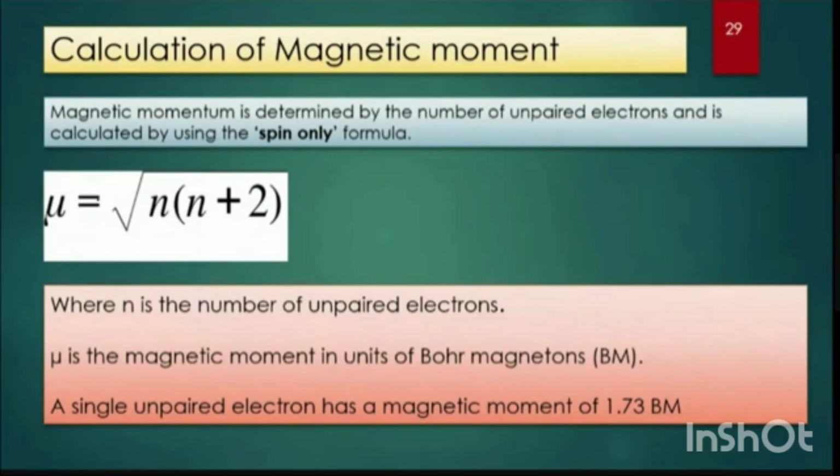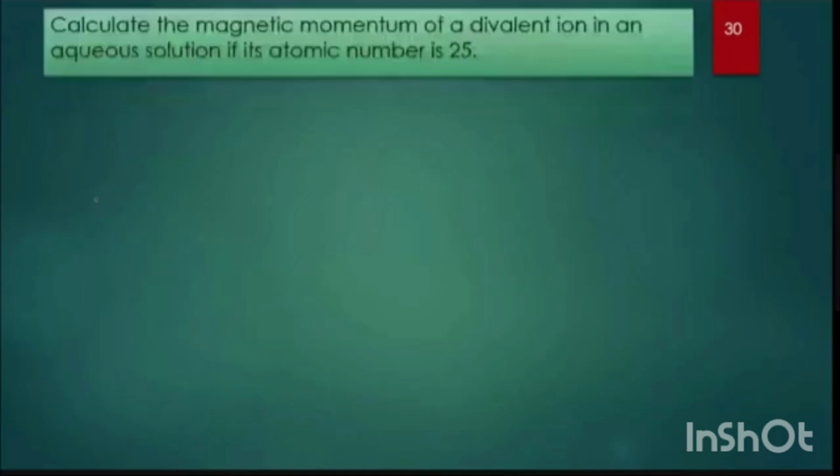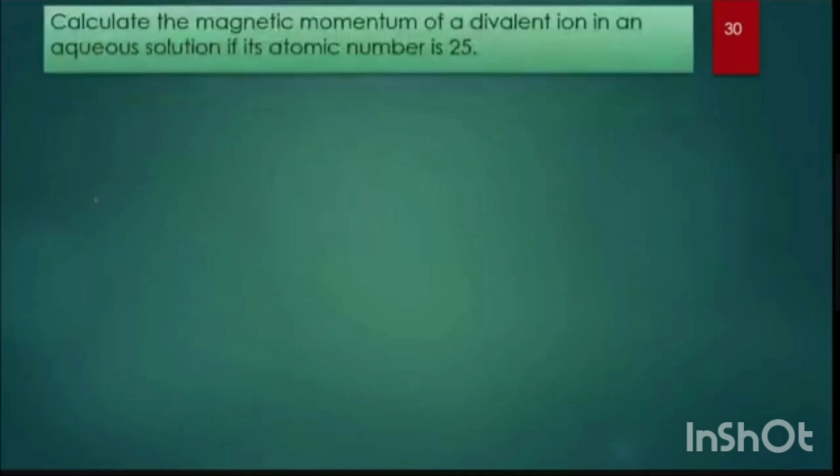A single unpaired electron has a magnetic moment of 1.73 Bohr magneton. So let's solve some problems in order to understand this. Calculate the magnetic moment of a divalent ion in an aqueous solution if its atomic number is 25. Here we need to find the magnetic moment of a divalent ion. That means its valency is 2, having plus 2 as its oxidation number, and its atomic number is 25.